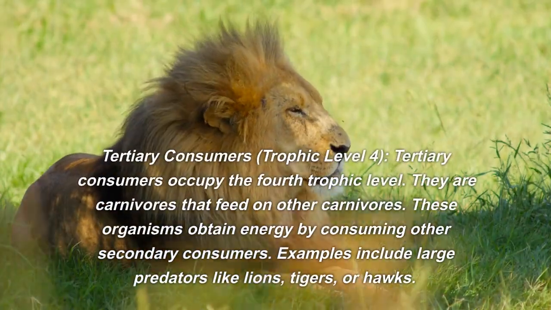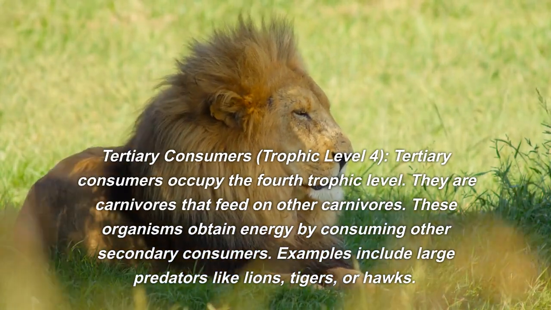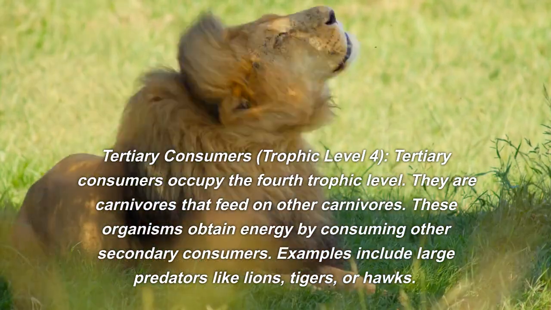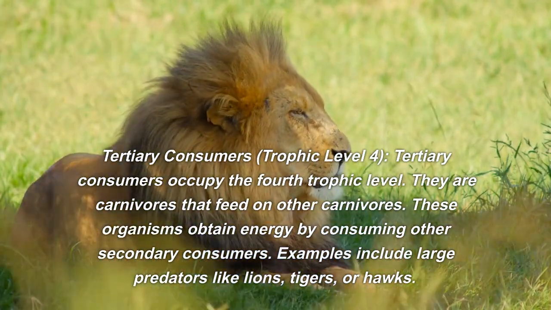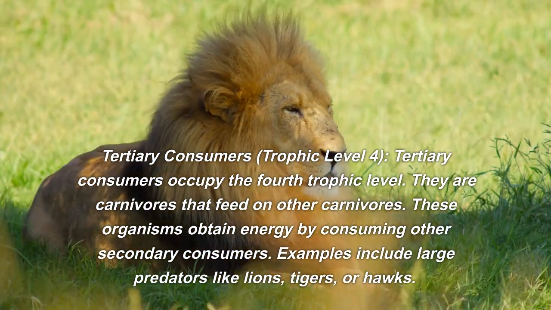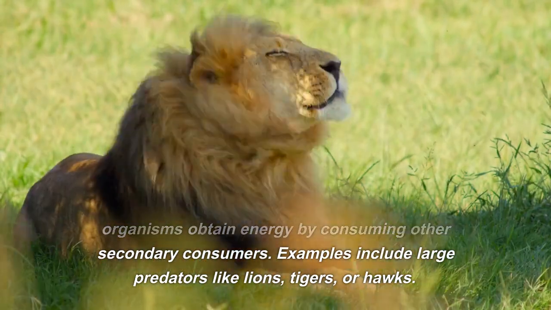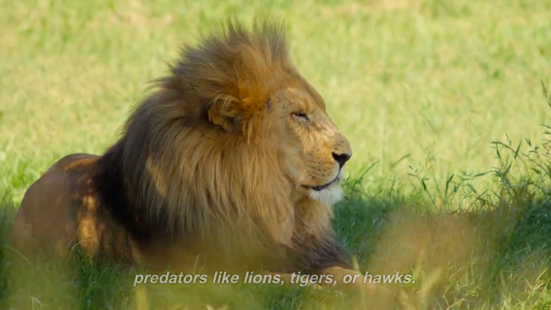Tertiary consumers, trophic level 4. Tertiary consumers occupy the fourth trophic level. They are carnivores that feed on other carnivores. These organisms obtain energy by consuming other secondary consumers. Examples include large predators like lions, tigers, or hawks.